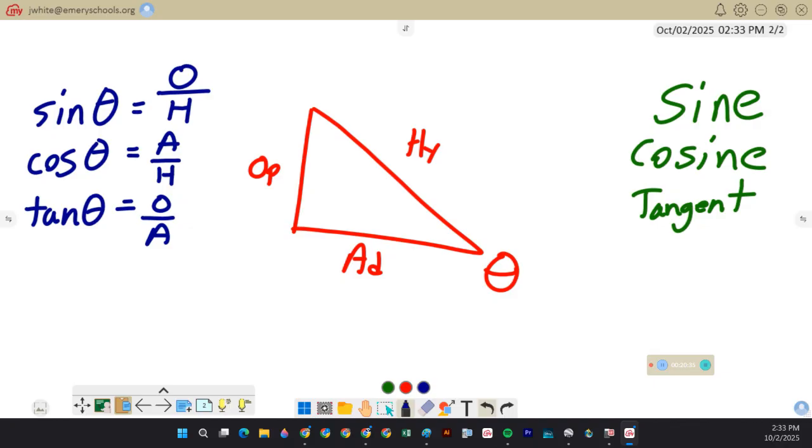So how does this work? Well, each ratio has a name linked to a particular calculation.